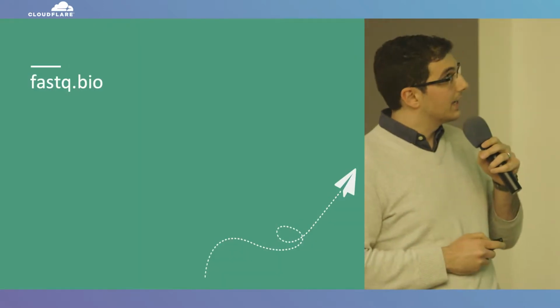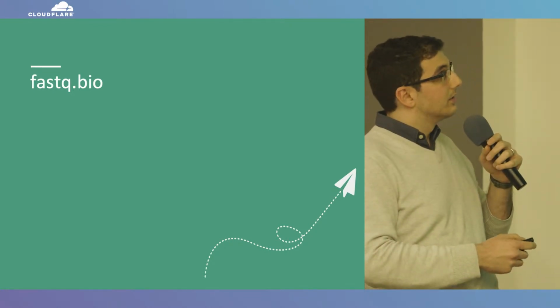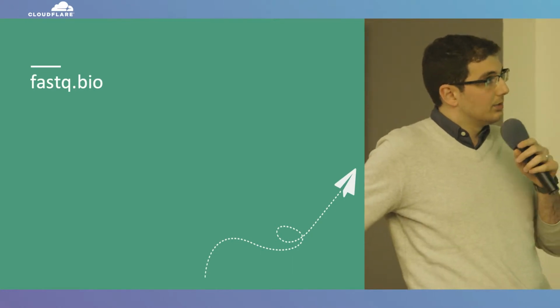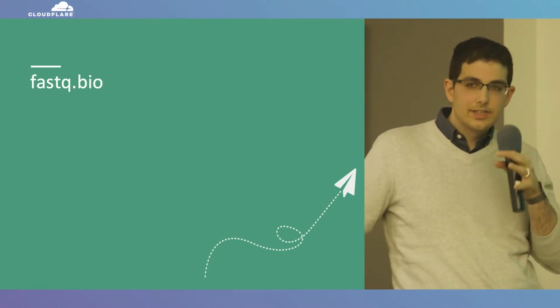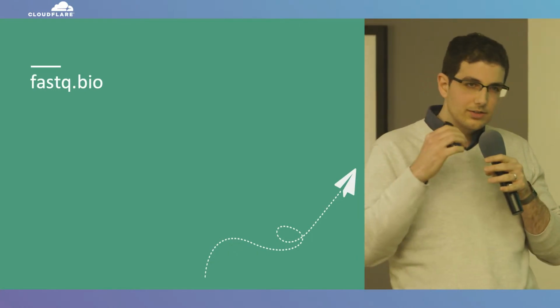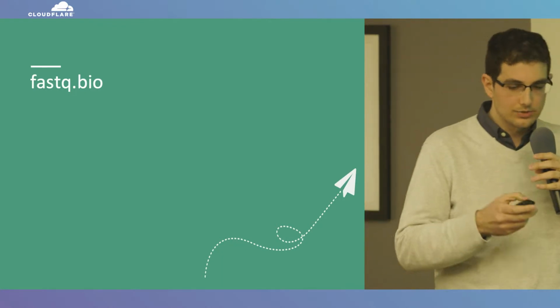So let's look at a concrete example of how this would happen. This is an application that we developed about a year ago, and essentially what it allows you to do is take some DNA sequencing data and look at the quality of it. Get a first glance at: did the sequencing run go well or did it not?